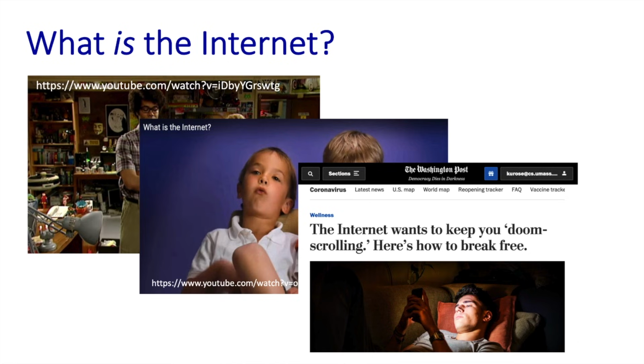And then there are some people who sometimes mistake the internet, which is really an engineered artifact like a roadway or a telephone network, for the people who use the internet, as in this recent headline here from the Washington Post, as if the internet is some thinking entity.